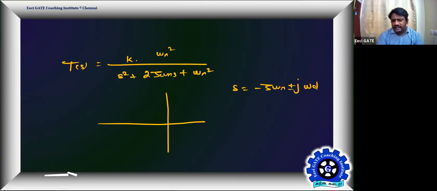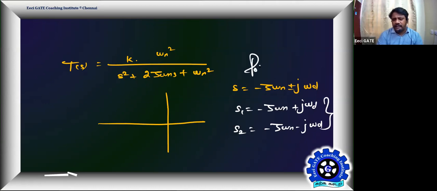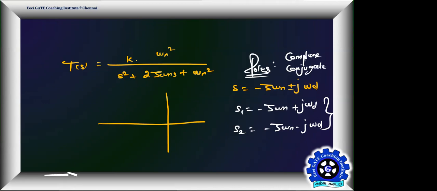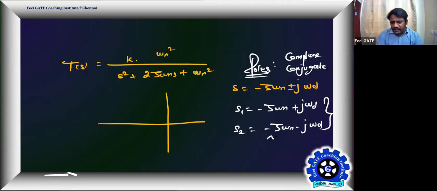The poles are two poles. What is S1? Pole 1 is minus zeta omega n plus j omega d. Pole 2, the second root, is minus zeta omega n minus j omega d. Therefore, the poles are complex. The poles are complex conjugate with negative real part.